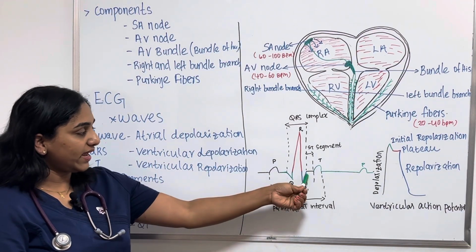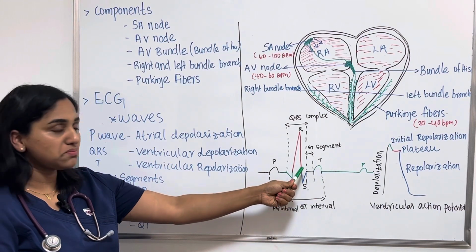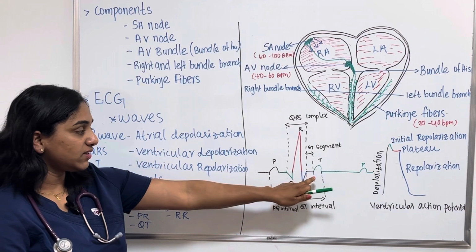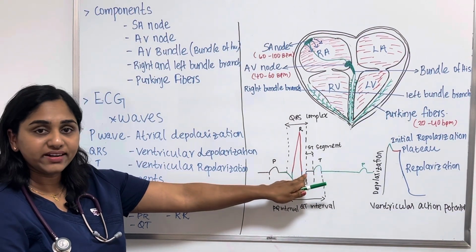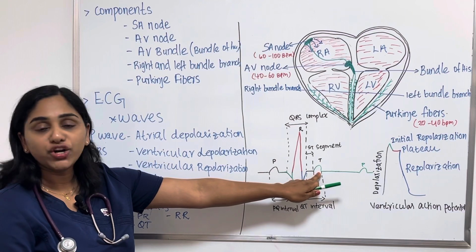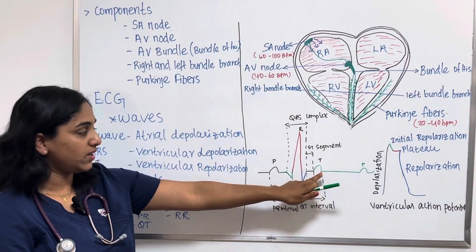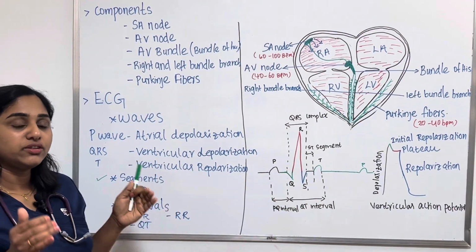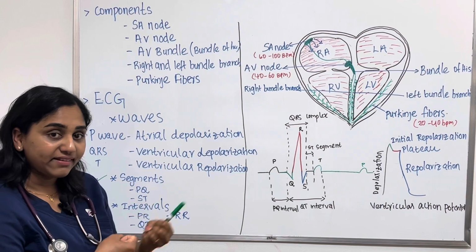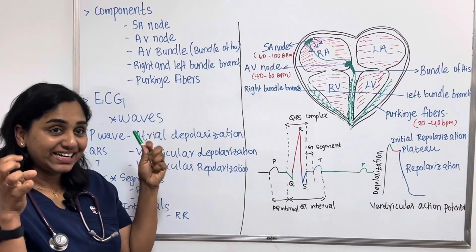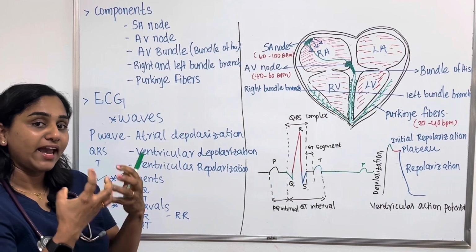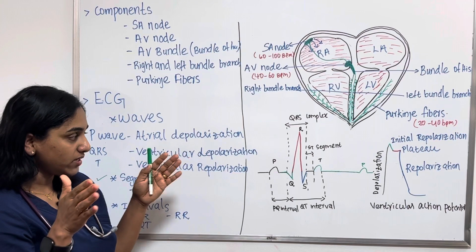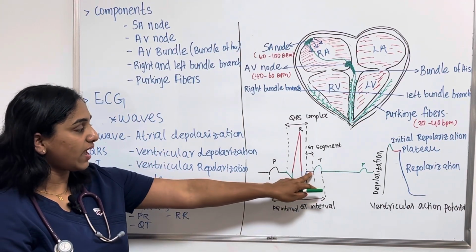The another one, ST segment. ST segment is between the end of the ventricular depolarization to the beginning of ventricular repolarization. It is called ST segment. Actually, in that segment, the ventricle contracts its blood and empties the chamber. So that point of time is recorded as ST segment.